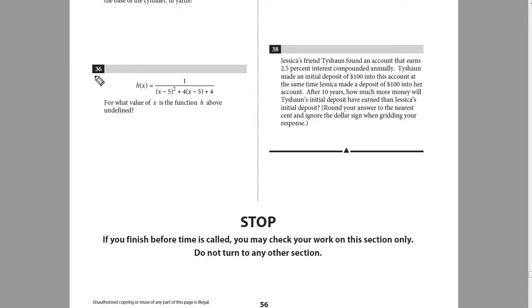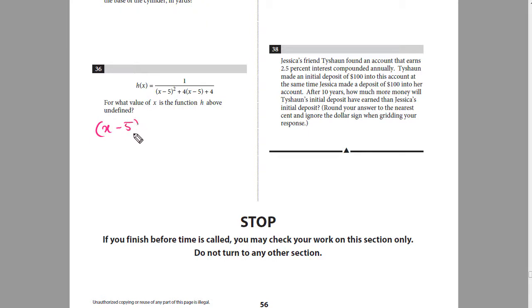Question number 36. For what value of x is the function h above undefined? So for what value of x will this h of x be undefined? A function is undefined when it has a 0 in the denominator, which means this whole thing should become 0 in order to make this function undefined. So I'll put the denominator equal to 0 and work out the value of x.